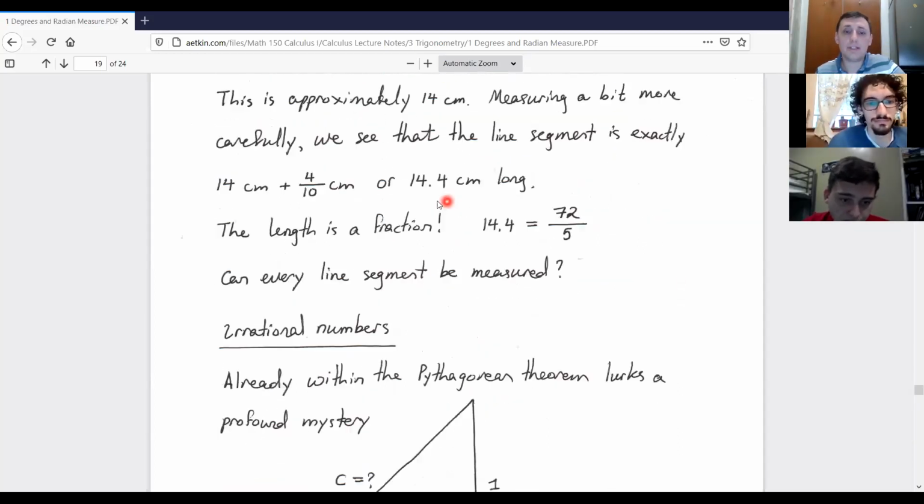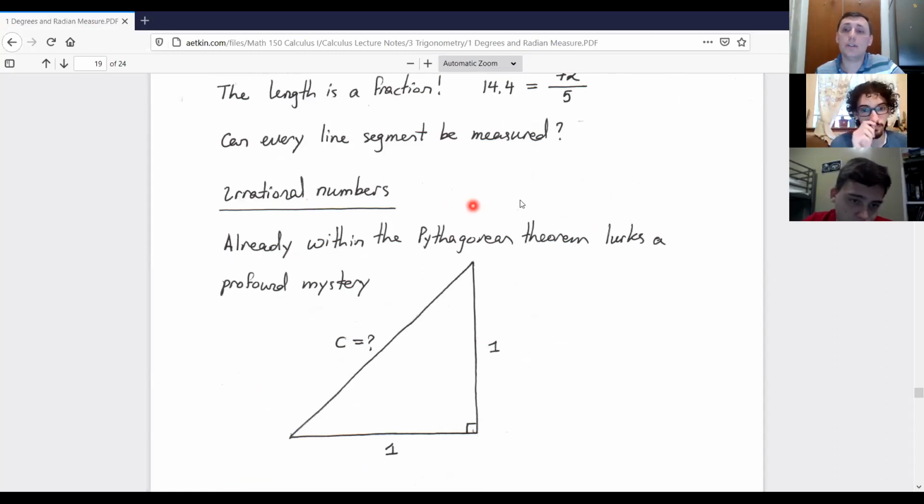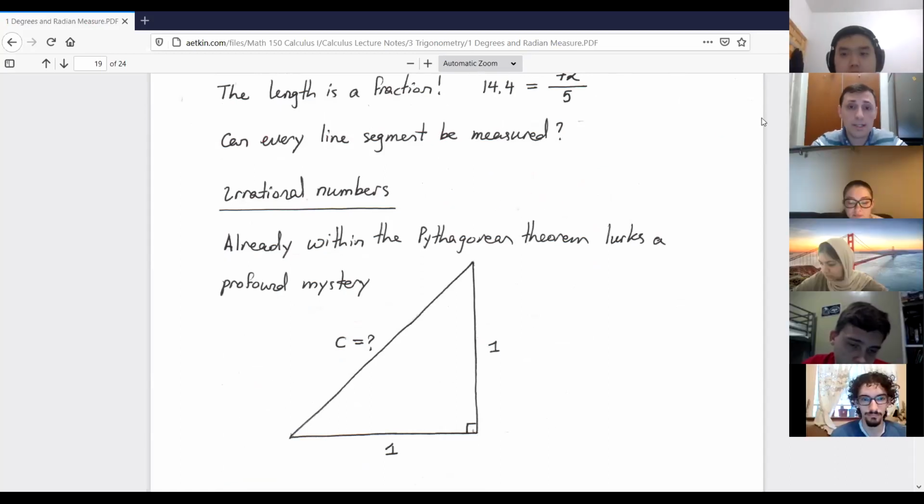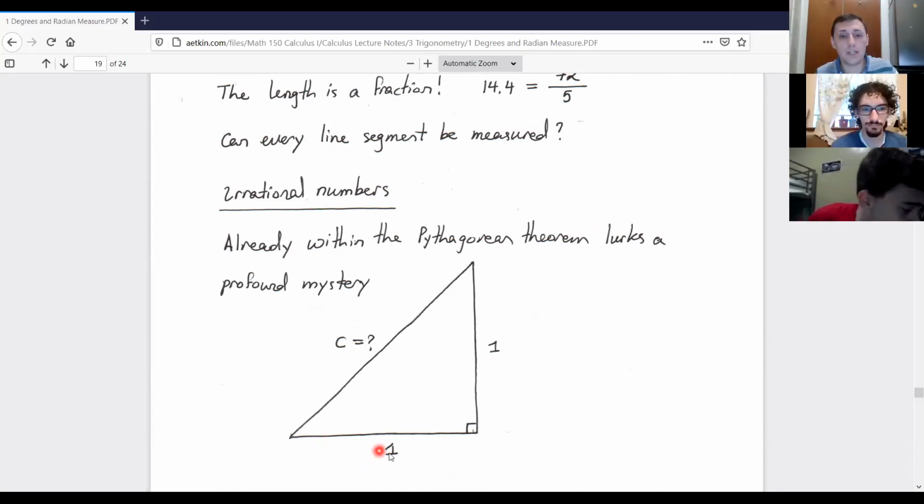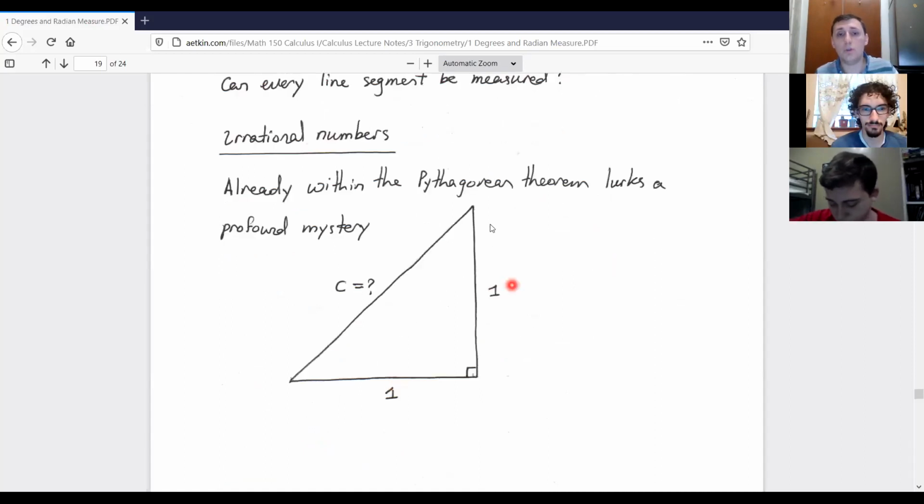Now, the Pythagoreans discovered something which later became known as irrational numbers. Okay, and what it is, I'll try to explain to you guys. So first of all, here is a triangle of sides 1 and 1. What's the length of the hypotenuse? Please type in the comments.